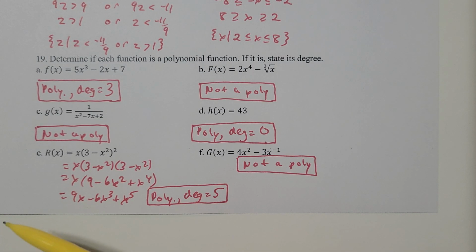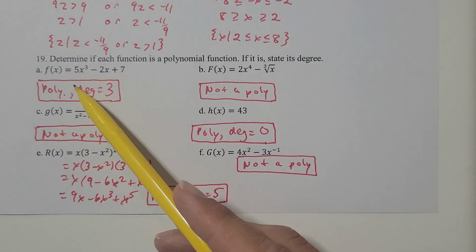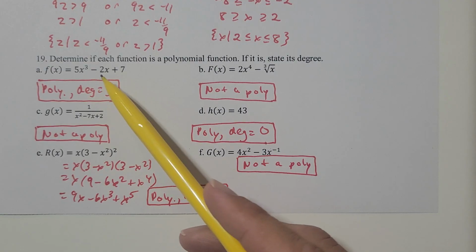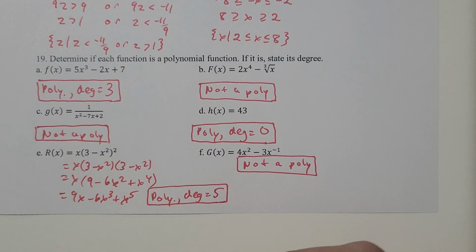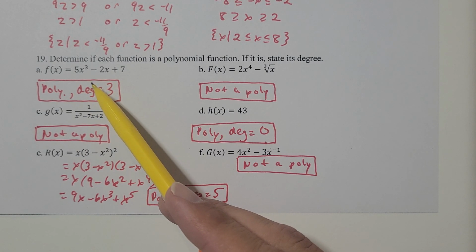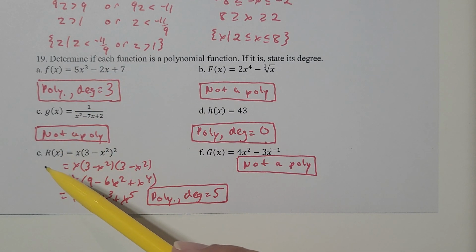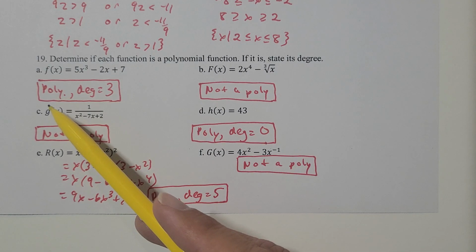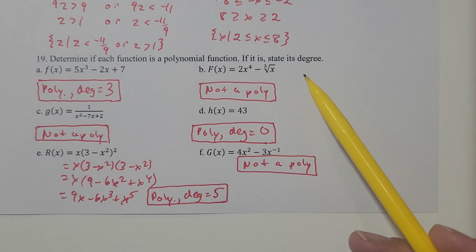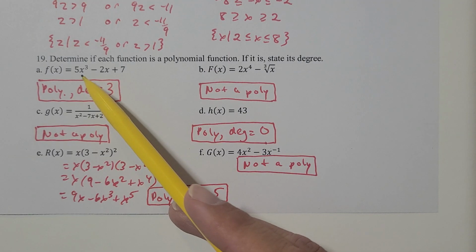Okay, so let's check this. So the first thing is every single value in front of each term a real number. Well, 5, negative 2, and 7, those are real numbers. And then the second condition is every single power of x a whole number. Okay, so 3 and 1, those are examples of whole numbers. So this is a polynomial. Okay, the degree of the polynomial is just the highest power of x that we see. Okay, so this would be a degree 3 polynomial.